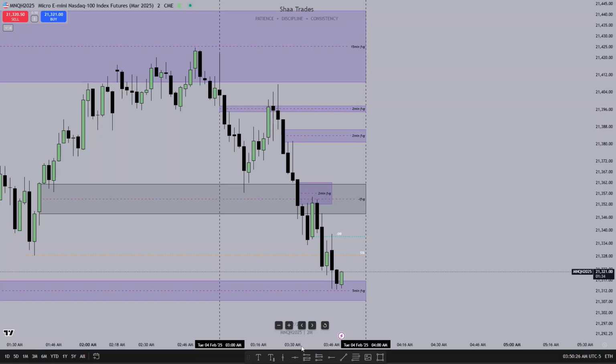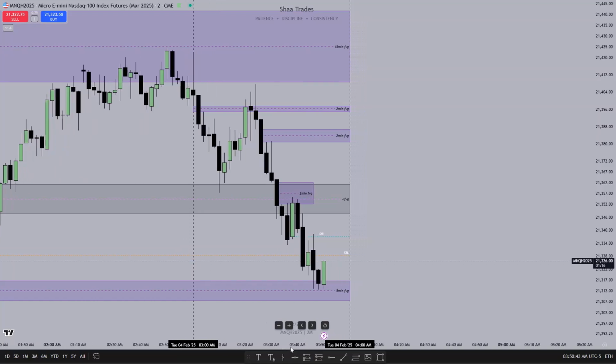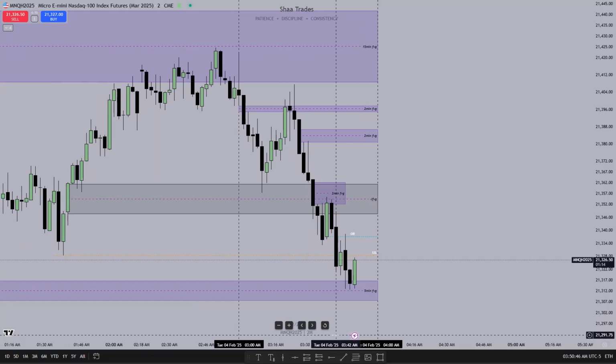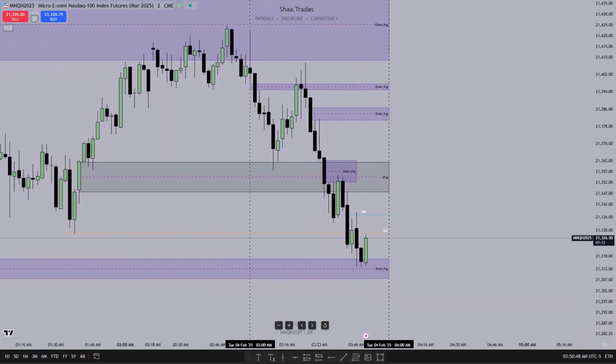I specifically trade the ICT silver bullet, and I'll look for the inversion during that time. If I don't get that, then we don't enter a trade. We try to stay disciplined. Notice I said try, because we do break rules sometimes, right? But we have to try our best to stay disciplined and stay locked into our rules that we make.